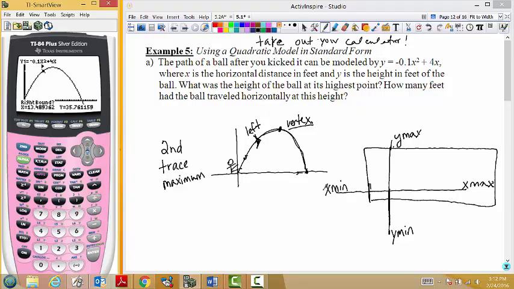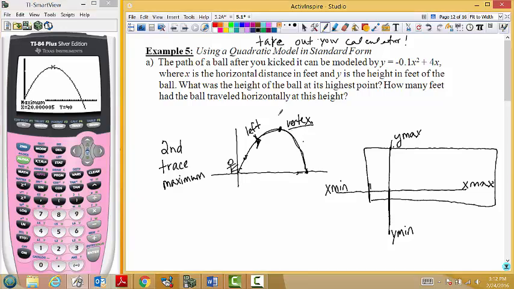Anyway, left bound, and then you hit enter, and it asks you for the right bound. So you just move your blinky bug over to the right side, and you hit enter. Okay. Then it asks you for a guess. I got news for you. It doesn't matter what you guess. It doesn't care what you guess. Just hit enter. And it gives you the maximum is 20, 40. Okay. So let's see.